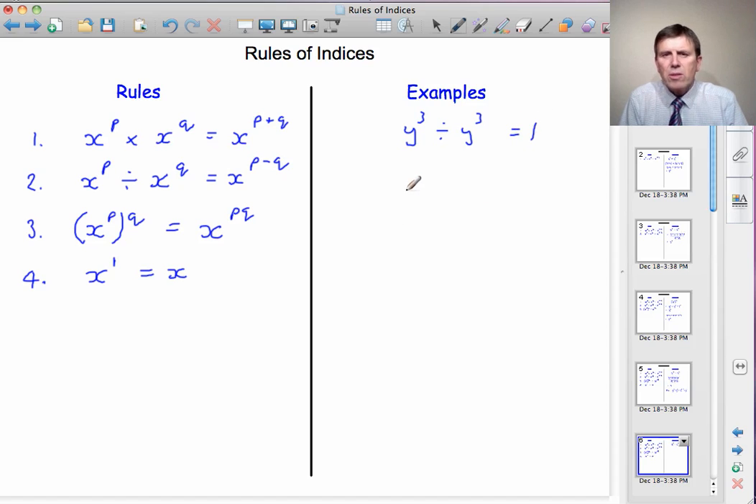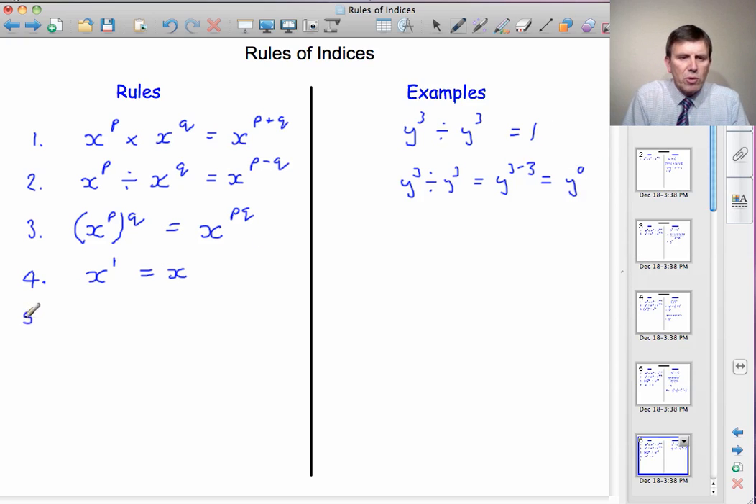But to be consistent with our second rule, y cubed divided by y cubed has to be equal to y to the 3 minus 3. But 3 minus 3 is 0, so that has to be y to the power 0. So for consistency, we need y to the power 0 to mean 1. And that gives us our fifth general rule. X to the power 0 always means 1.